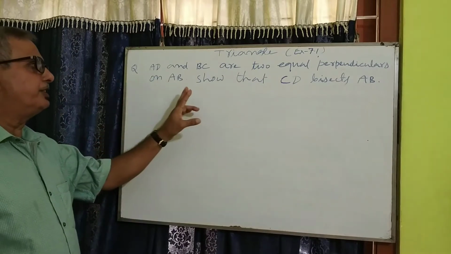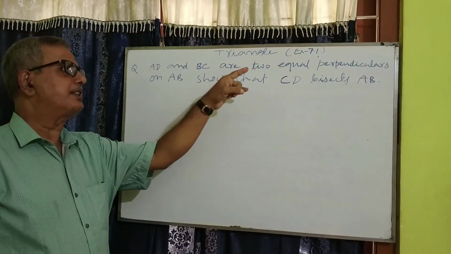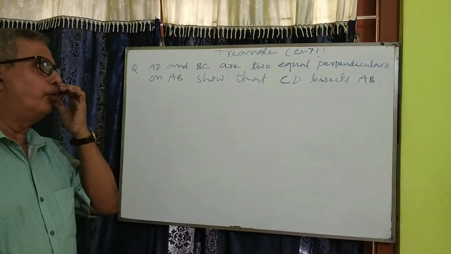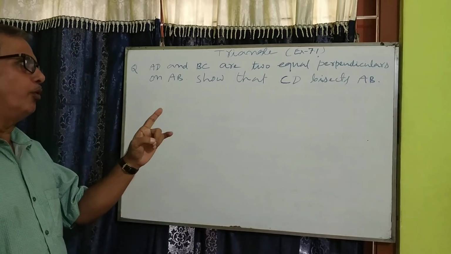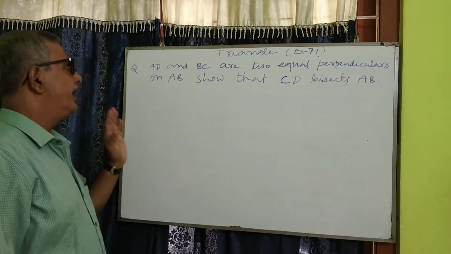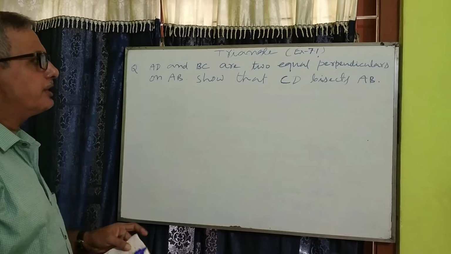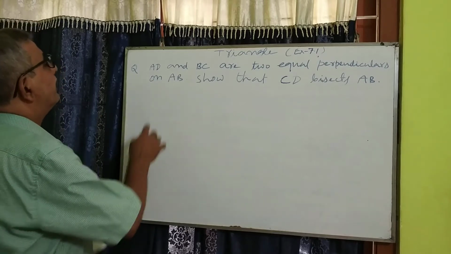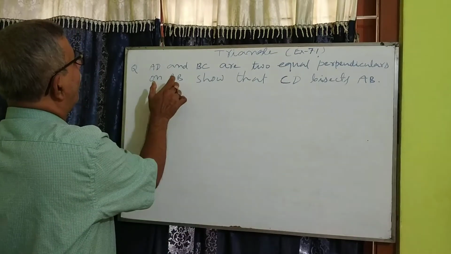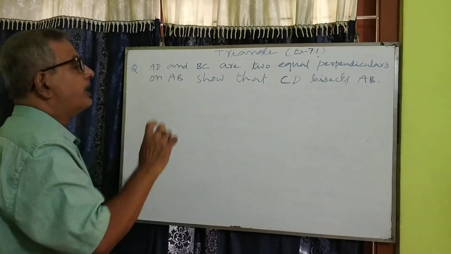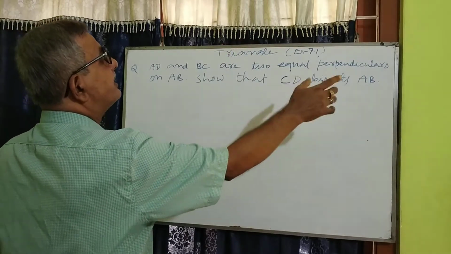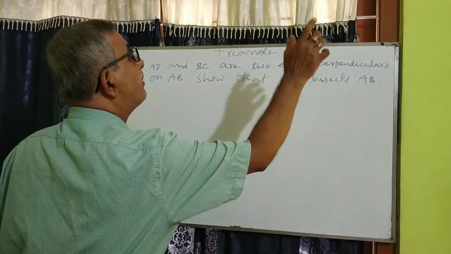This is question number 3 from exercise 7.1 for class 9 students who follow the mathematics book of NCERT. Read the question very nicely. The question is given: AD and BC are two equal perpendiculars on AB. AB is a line. So that CD bisects AB.